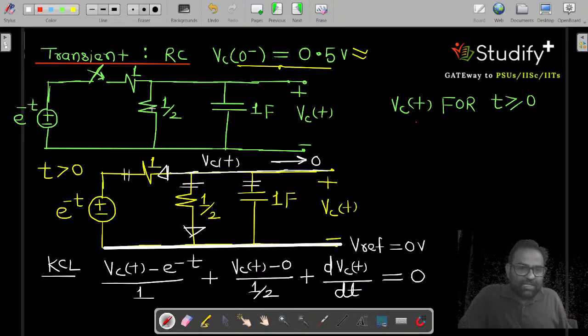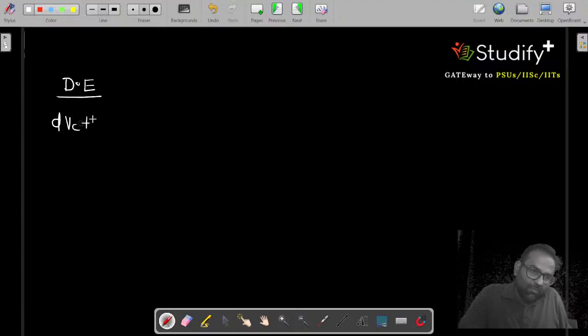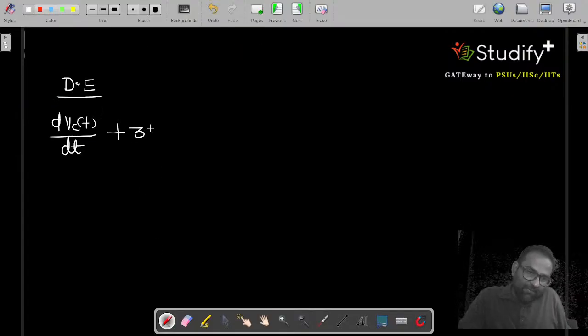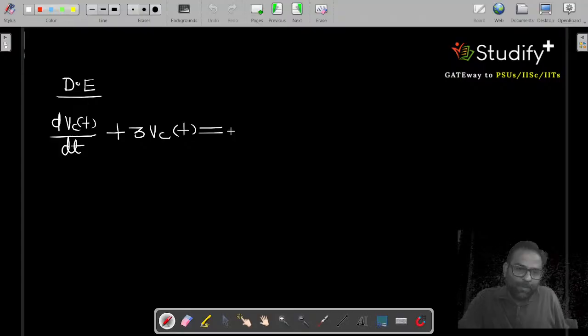As we know, dVCT divided by dt is given. So let me write the differential equation here: dVCT divided by dt plus 2 VCT plus VCT, which is 3 VCT, equal to what? E to the power minus t.